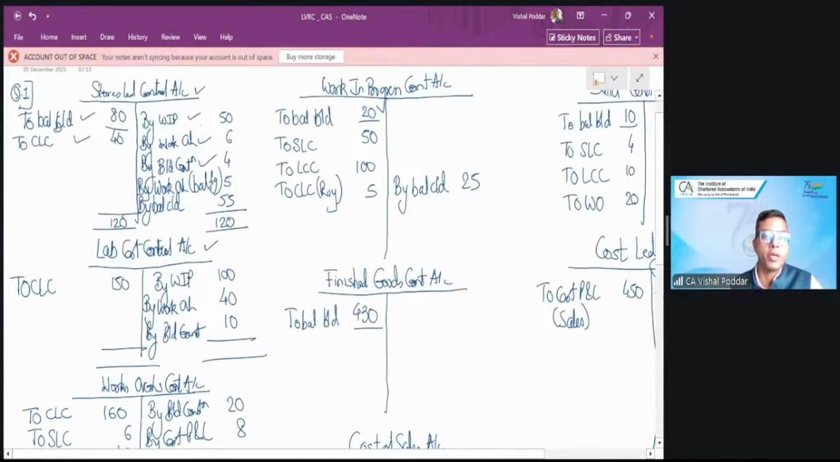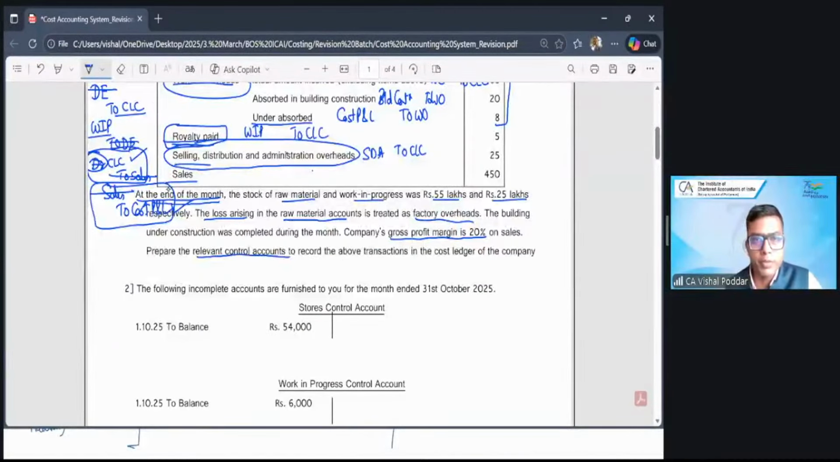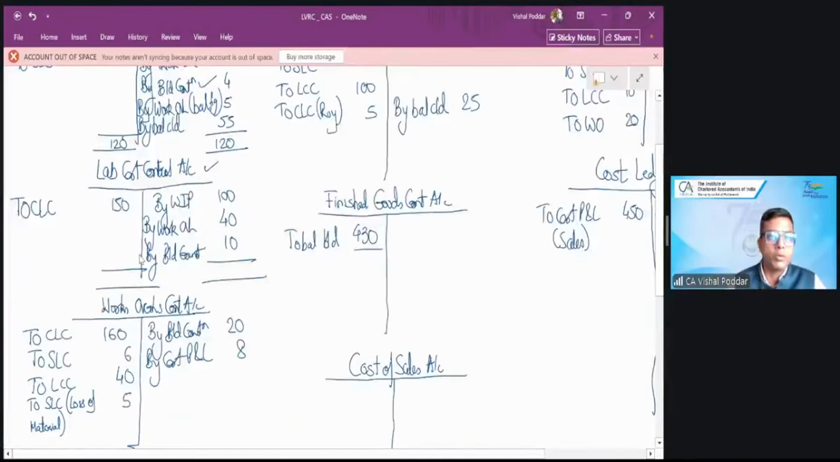The labor was already concluded. Now, before proceeding, we'll see if something else is given. The building under construction was completed. GP margin is 20%. That we'll see once we go to those accounts.